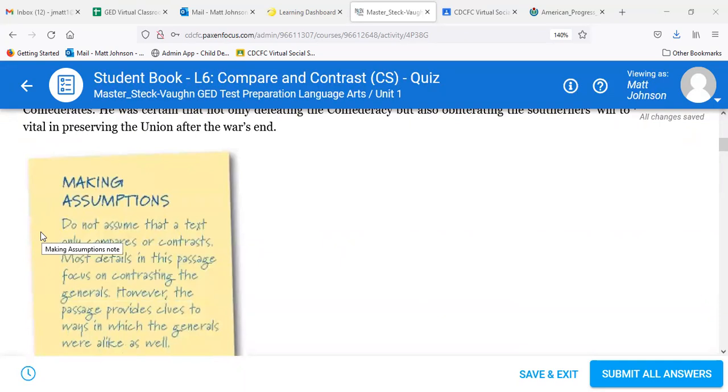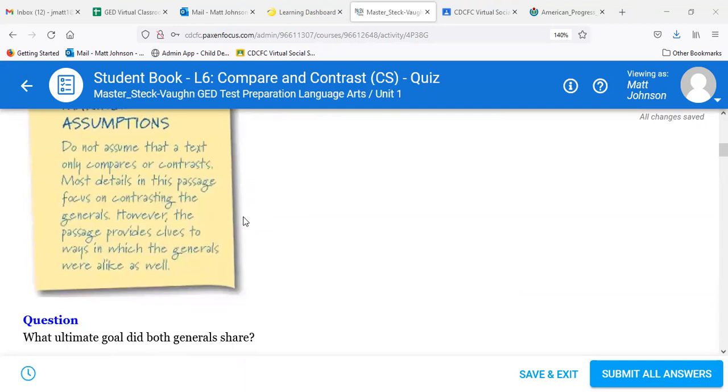Anyway, so making assumptions. Do not assume that a text only compares or contrasts. Most details in this passage focus on contrasting the generals. So, right, it doesn't have to be balanced as well. You can have more of a comparison. You can balance it between comparison and contrasting, or you may have more contrasting elements. However, the passage here provides clues to ways in which the generals were alike as well.